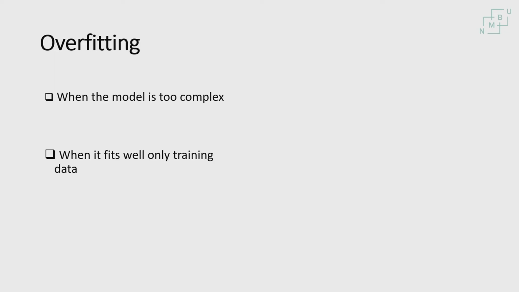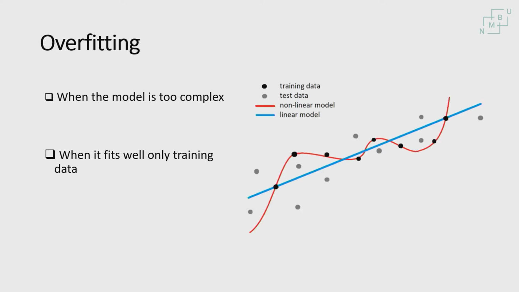So, when the model fails predicting unseen data, that is when overfitting occurs. And this happens when the model is too complex, or when it fits well only the training dataset. Here I want to present an example where the training data is perfectly fit by a nonlinear model. So you see here points in black. These are the training points, and they are perfectly fit by the nonlinear model in red.